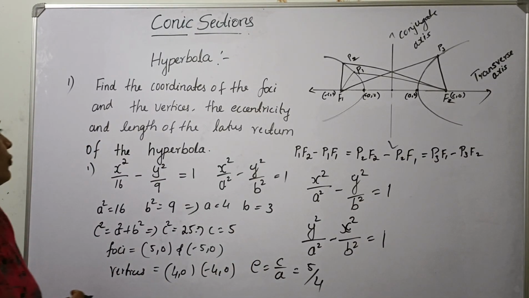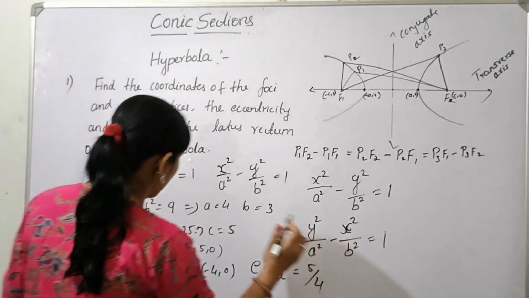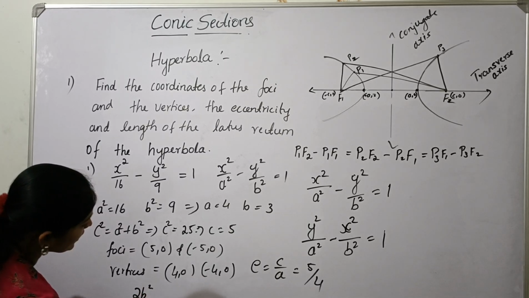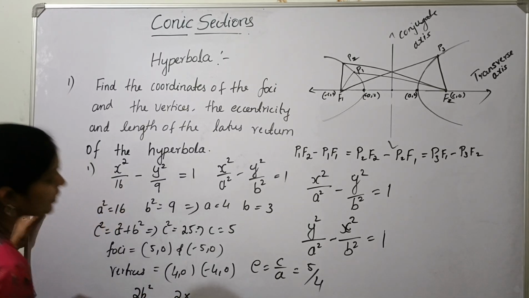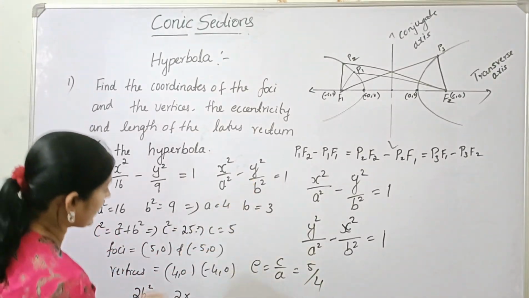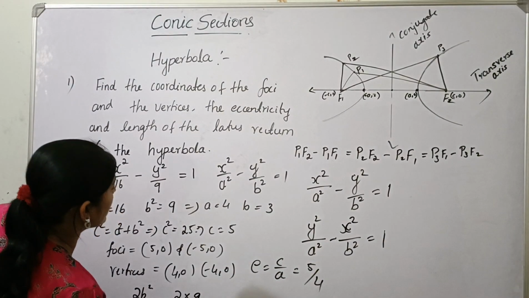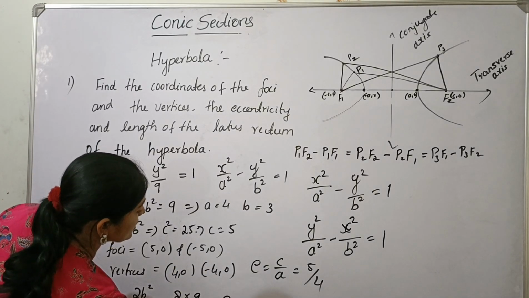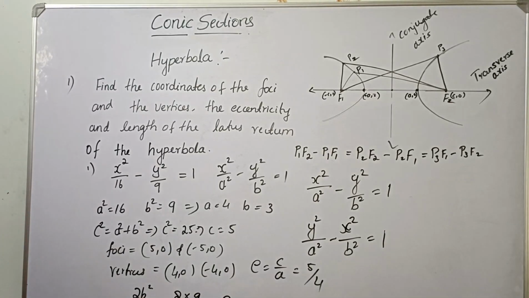Eccentricity is 5 by 4. And the length of the latus rectum. The formula for the length of the latus rectum is 2b square divided by a, that is 2 into b square, which is 9, divided by a, which is 4. 2 twos are 4, so 9 by 2 is the length of the latus rectum.